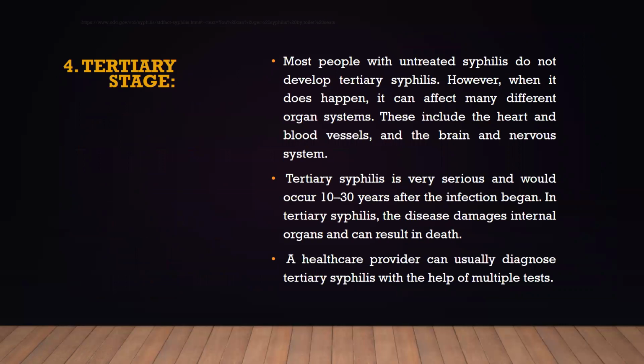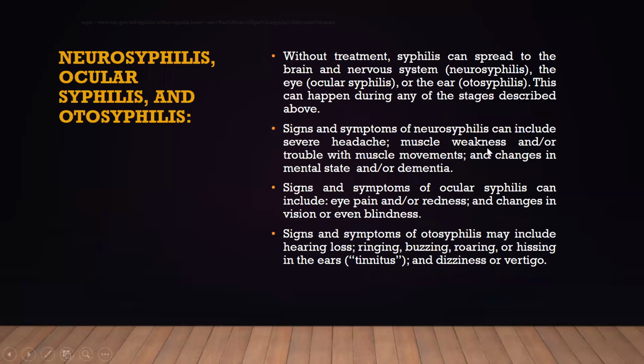Tertiary syphilis is very serious and would occur 10 to 30 years after the infection began. In tertiary syphilis, the disease damages internal organs and can result in death. A healthcare provider can usually diagnose tertiary syphilis with the help of multiple tests: neurosyphilis, ocular syphilis, and otosyphilis. Without treatment, syphilis can spread to the brain and nervous system: neurosyphilis, the eye, ocular syphilis, or the ear, otosyphilis.